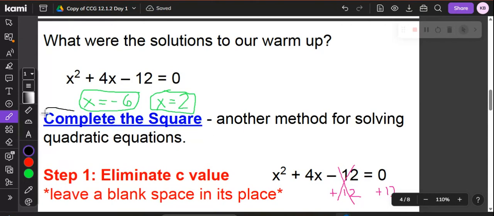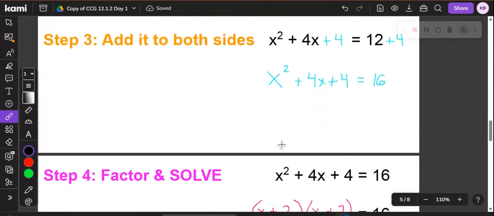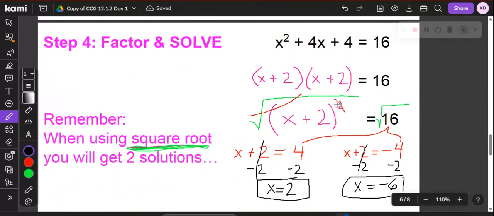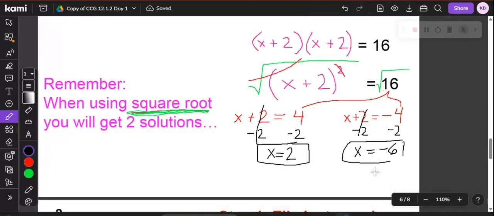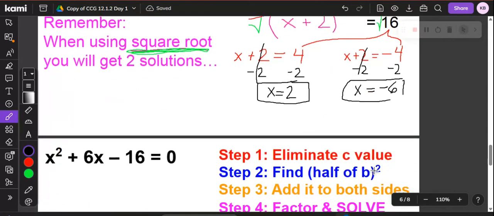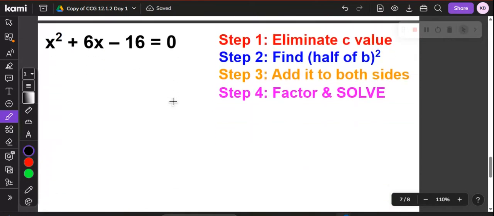Completing the square. Remember, completing the square is all about making this into a perfect square binomial. That's a binomial which is squared so that we can use the square root to solve it rather than the zero product property. Now, here's the second example that I have for you.